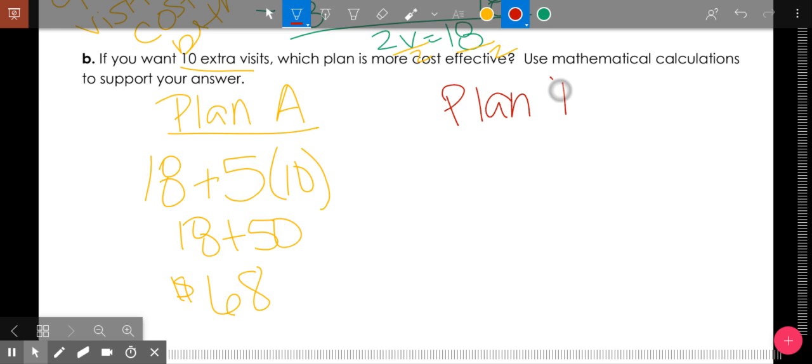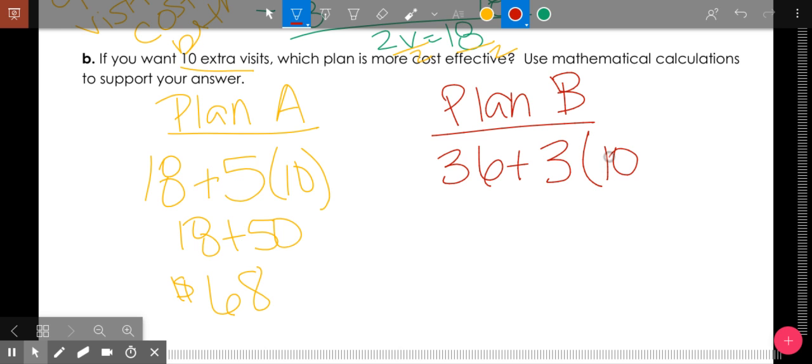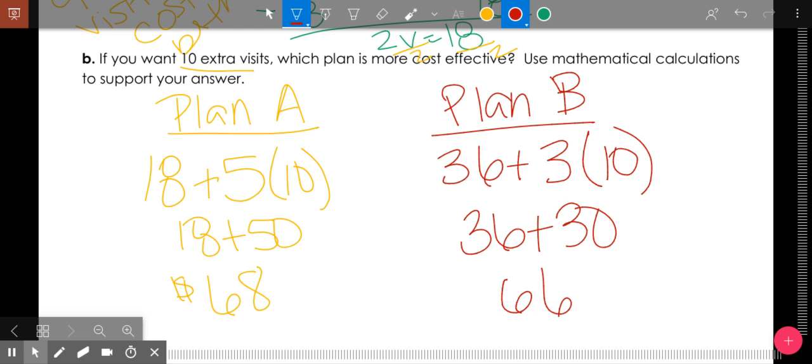Plan B. It costs $36 plus $3 for each additional visit after 15. So for the extra visits, there's 10 of them. So it'd be 36 plus 3 times 10 is 30. 36 plus 30 is 66.